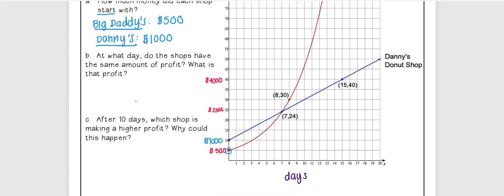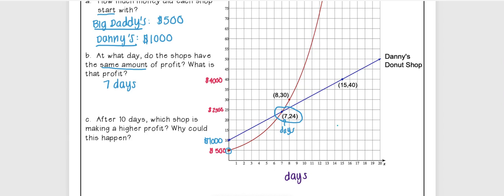Okay, and then the next question asks me, at what day do the shops have the same amount of profit? What is that profit? So I'm looking for when they have the same amount. So I'm looking to see where these graphs cross, because that's going to be when they're exactly the same. And I see it's at this point right here, which is labeled for you, at the (7, 24). So now I need to figure out, does 7 represent my profit or does it represent my number of days? Well, if you recall, X, that's the number of days. So that means that my 7 is the days. So I can say 7 days.